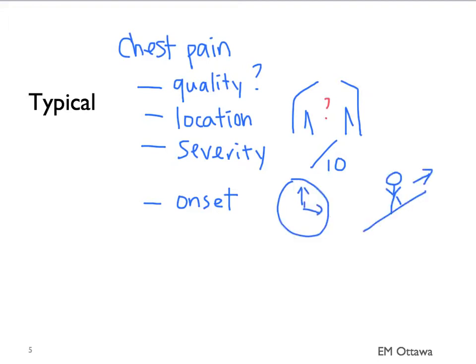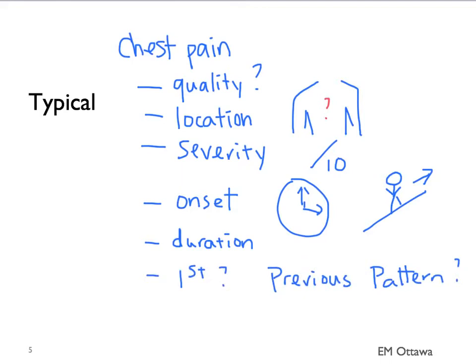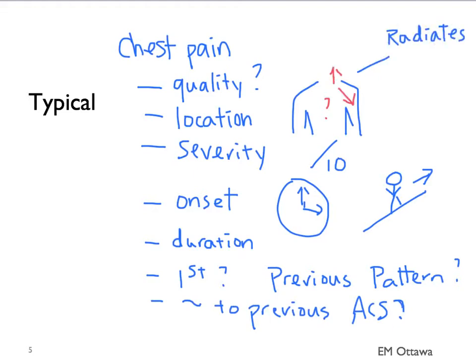How long did the pain last? Is it the first time the patient has been having this kind of pain, or have they felt it before? And if so, what kind of frequency have they been experiencing this pain? If they have any history of coronary artery disease before, is it similar to any of the pain they have experienced relating to that? We also need to find out if the pain radiates anywhere. For example, jaw, shoulders, arm, or back.